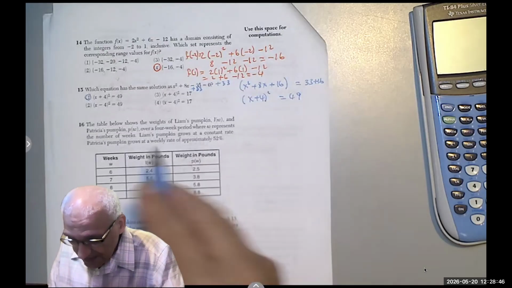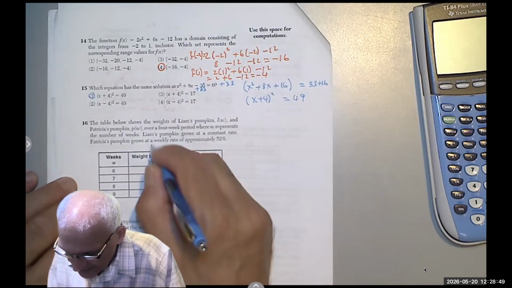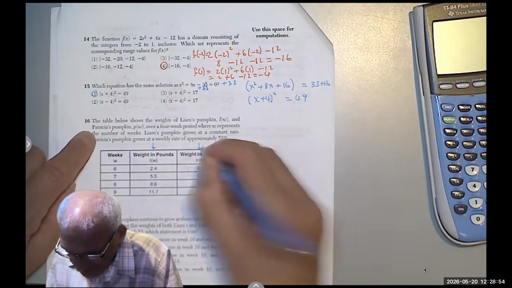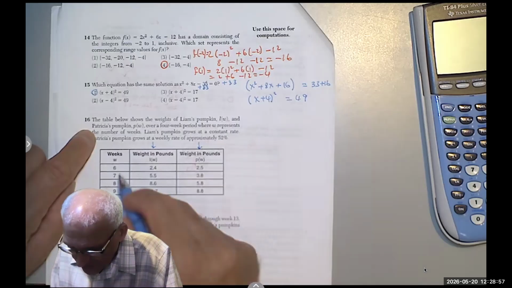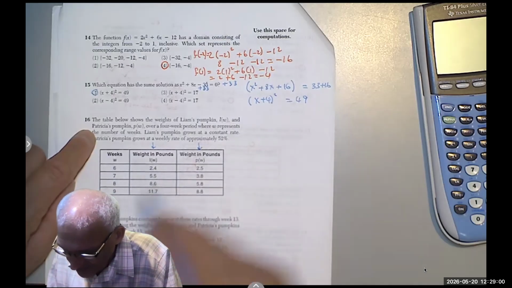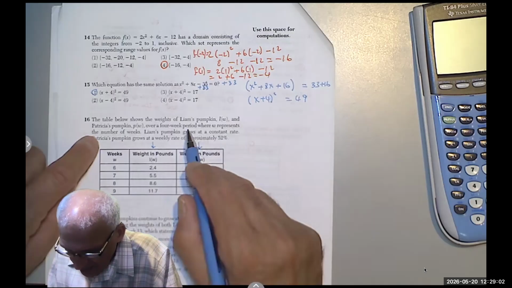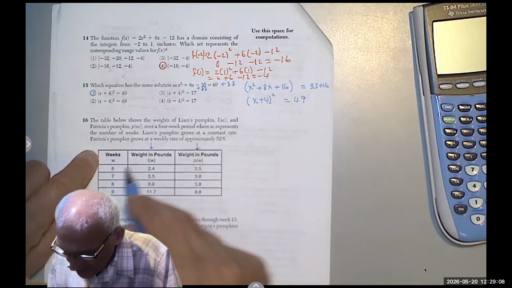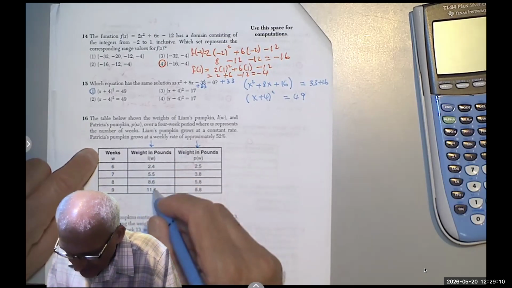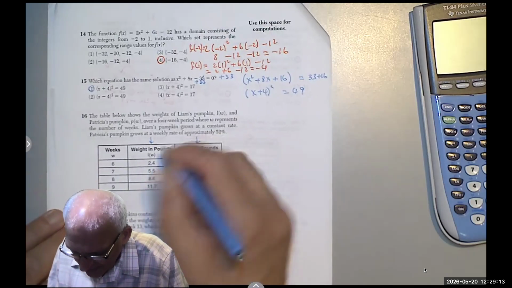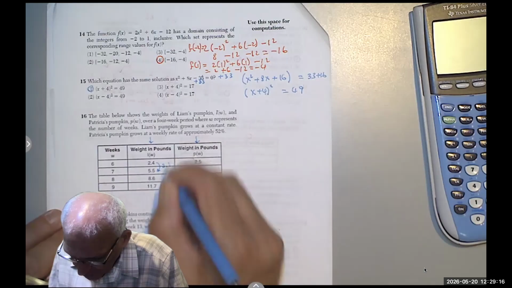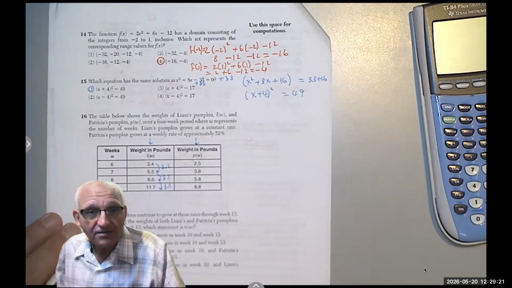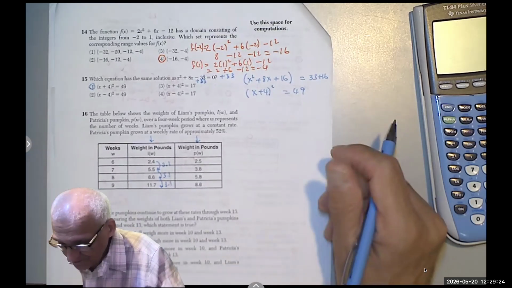Okay. The table below shows the weights of Liam's pumpkin, LW, and Patricia's, PW, over a 4-week period from 6 to 9. So 6, 7, 8, and 9. W here represents the number of weeks. That grows at a constant rate, and you can subtract one from the other. So you see that it increases by 3.1, 3.1, 3.1. So that's an arithmetic sequence.